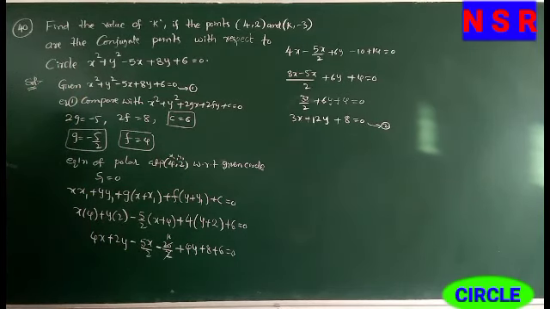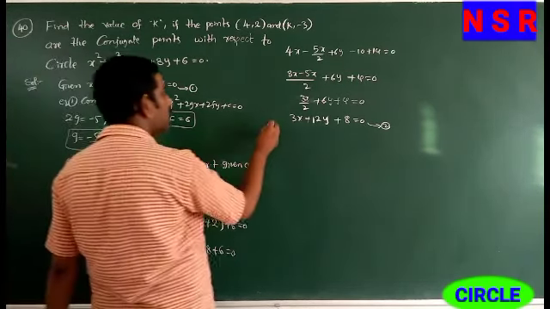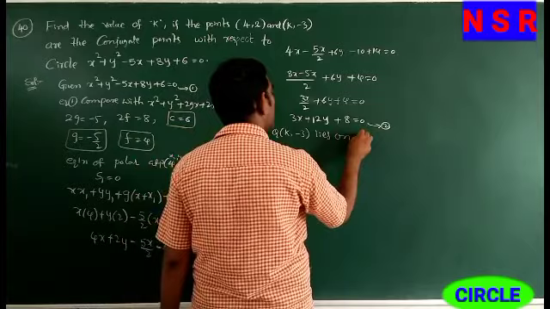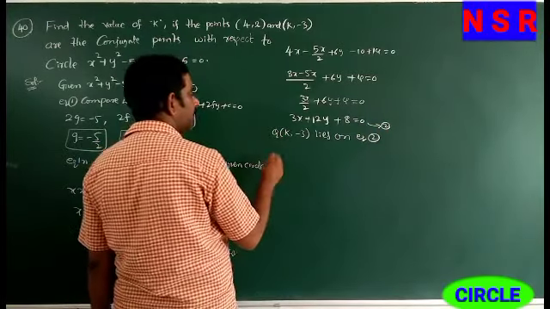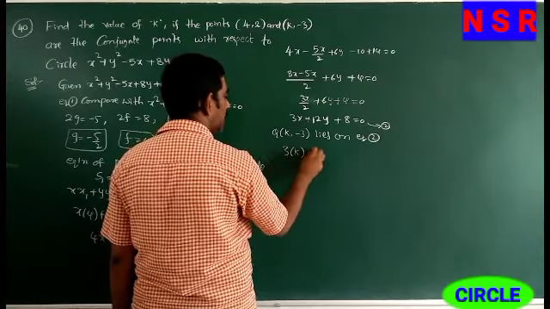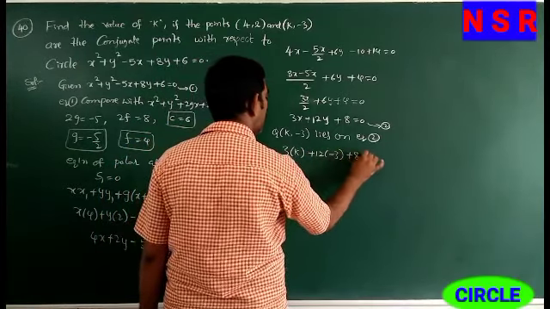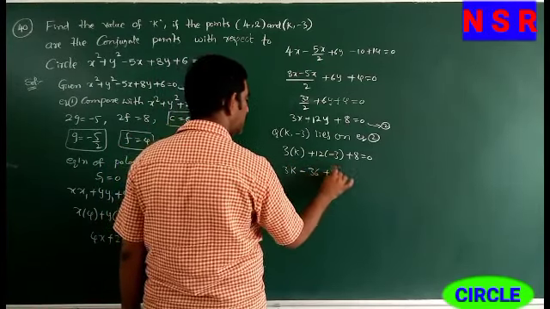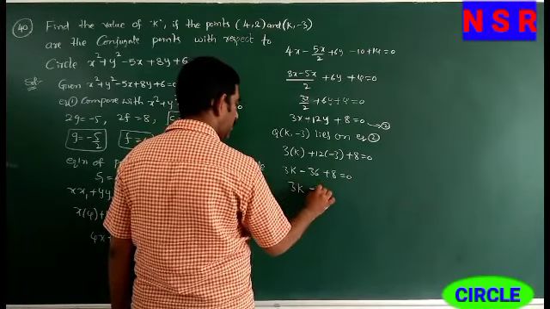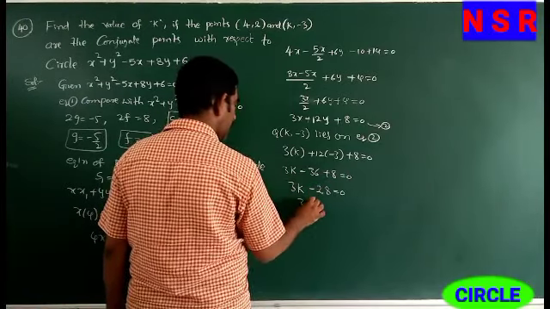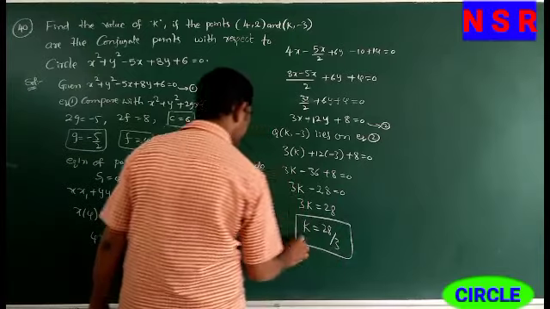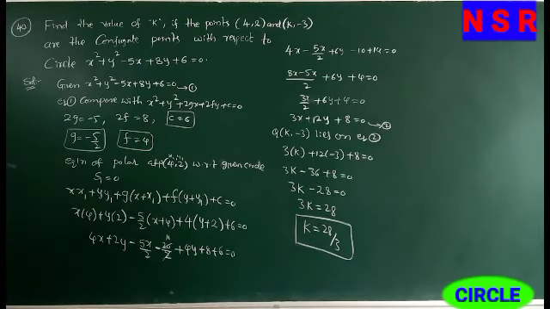Now the given points are conjugate points. Now Q(k, -3) lies on equation 2. In place of x, y substitute k, -3, so we get the k value. So 3 into k is 3k, 12 into -3 is -36, plus 8 equal to 0. So 3k - 28 = 0. Now 3k = 28, so k = 28/3. This is the value of k if the given points are conjugate points.